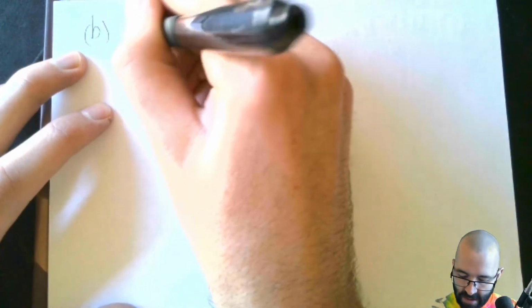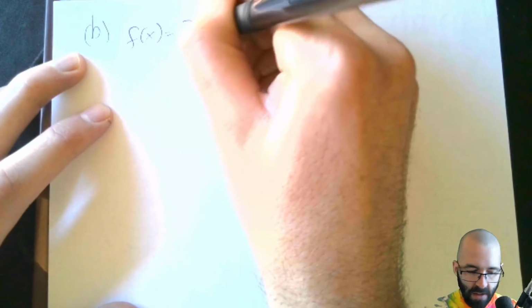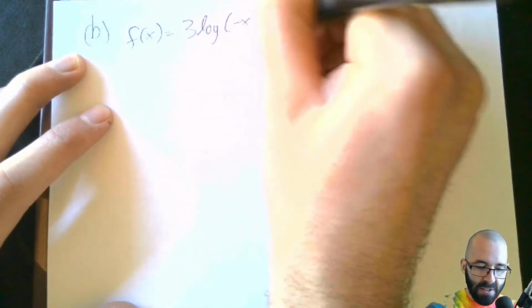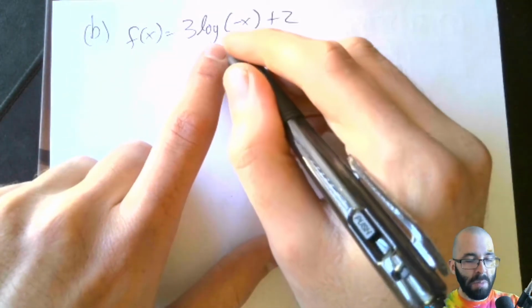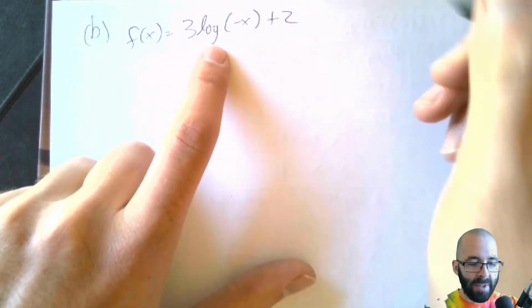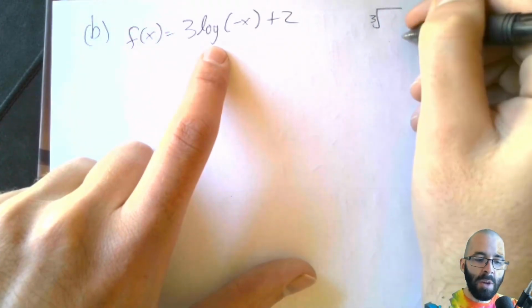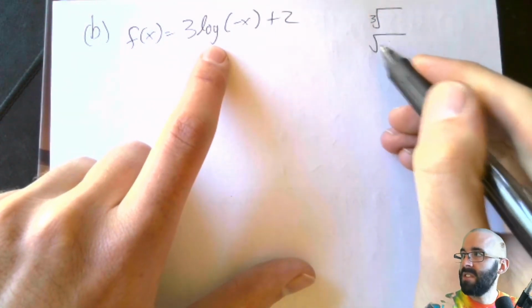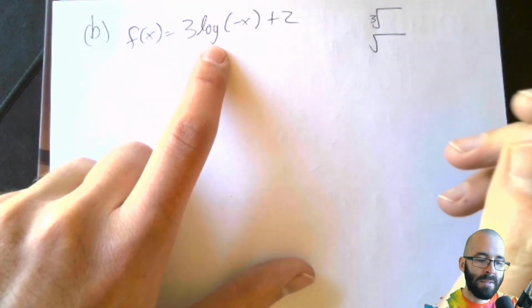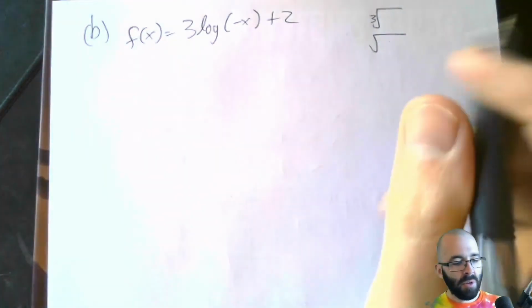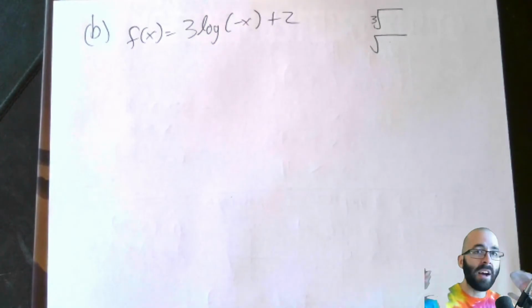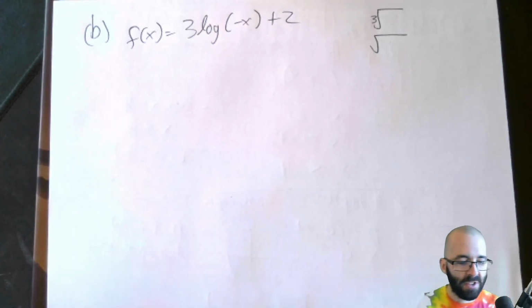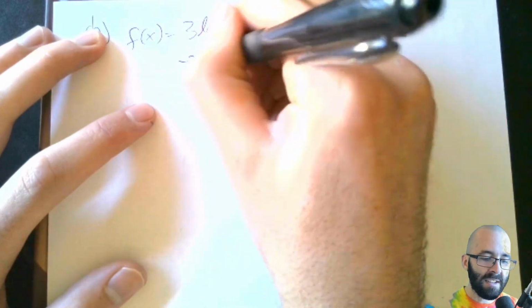f of x is equal to 3 log of negative x plus 2. Remember, if there's no subscript, there's an implied subscript of 10. This is the common log, right? Just like the square root, if we don't write an index, we just assume 2. So again, for domain, I don't care about all the stuff on the outside. I don't care what base it is. For domain, I only care about the inside. We're tunnel visioning, okay? We just need the inside to be positive.